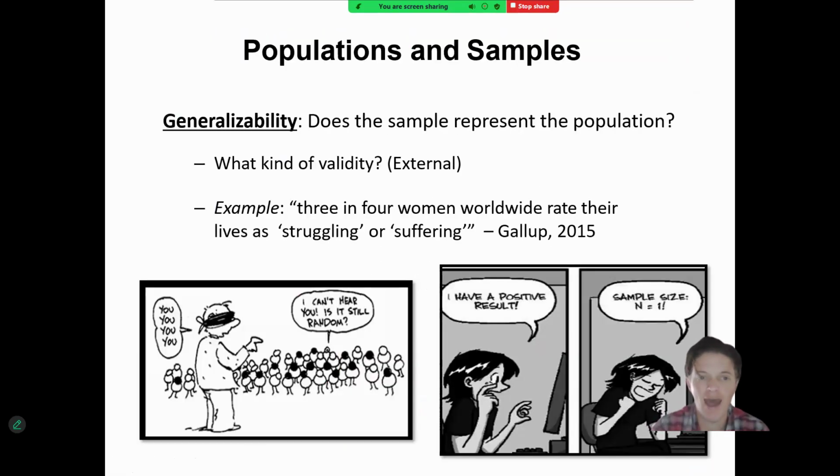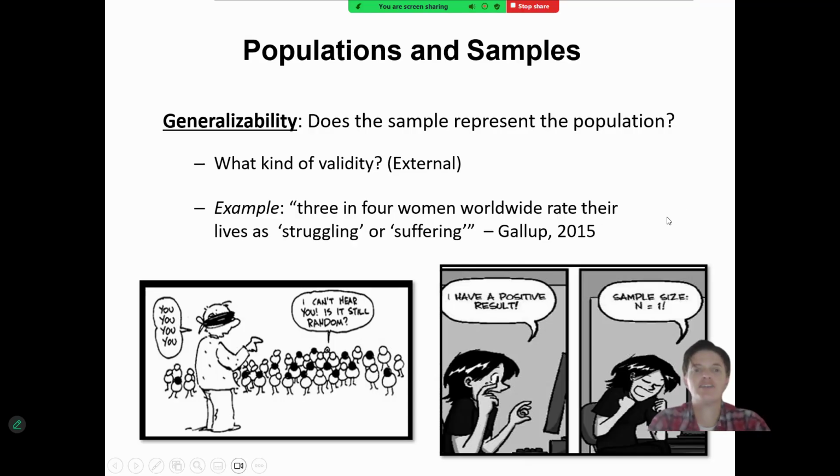And if you remember back, a big part of external validity is, can we generalize the results? Do they represent the entire population? And so generalizability plays a really big role in our sample selection process. This is external validity that we're looking at.